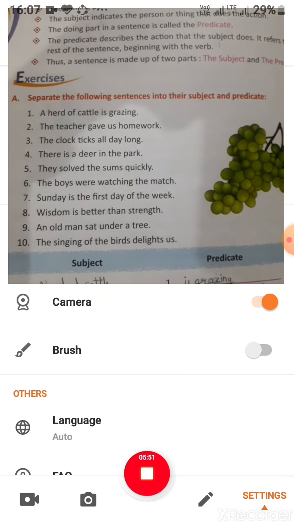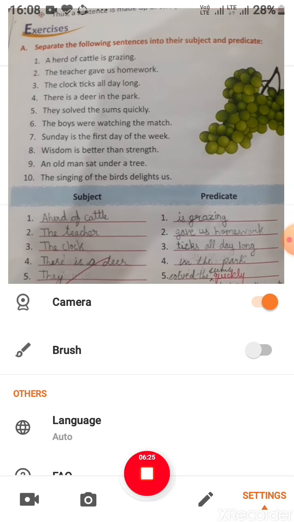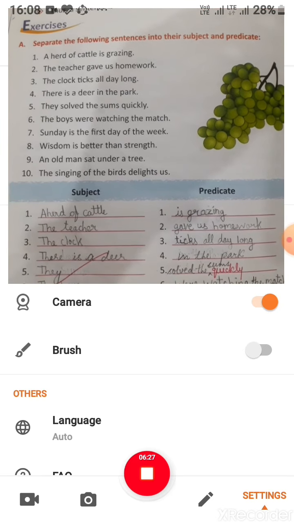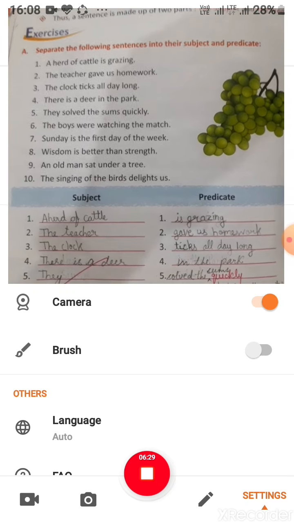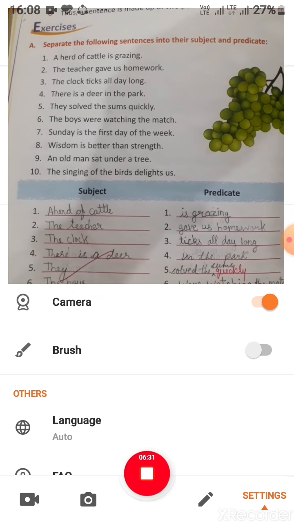The teacher gave us homework. So the teacher will be the subject and gave us homework will be the predicate. The clock ticks all day long. Here the subject will be the clock which ticks all day long. The rest will be the predicate. There is a deer in the park. We are talking about the deer and the deer is in the park. So there is a deer should be the subject, and in the park should be the predicate.